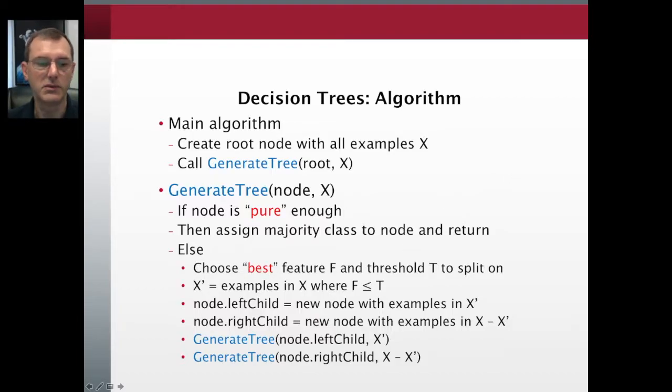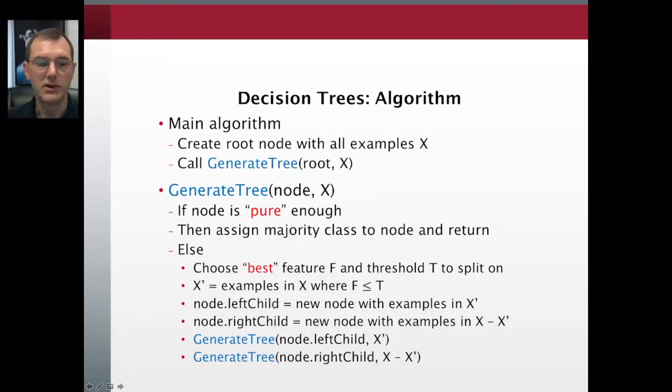To do that, we will first choose the best feature and best threshold on which to split. How we choose that best feature and threshold we'll talk about in a second, but let's assume we have a method for making that choice. Then we divide up our examples: all the examples for which that feature is less than or equal to the threshold, we'll call that x prime. The remainder of the examples, in x minus x prime, are all the examples that have that feature value greater than the threshold.